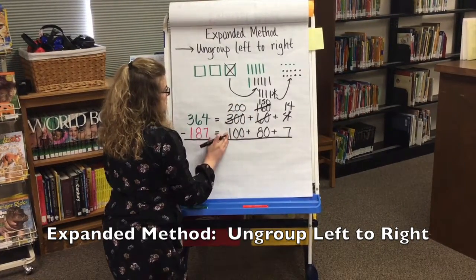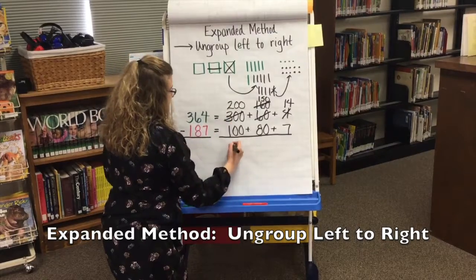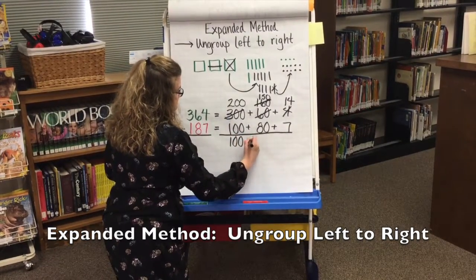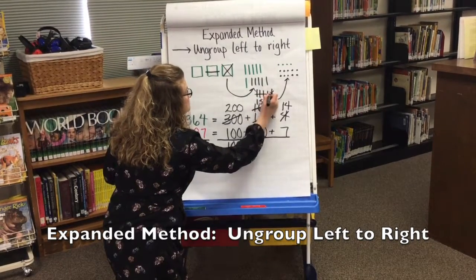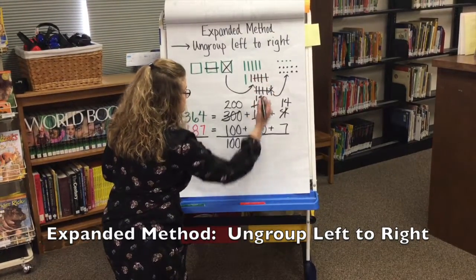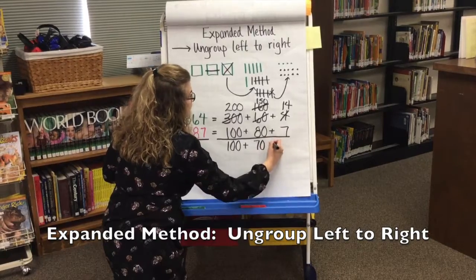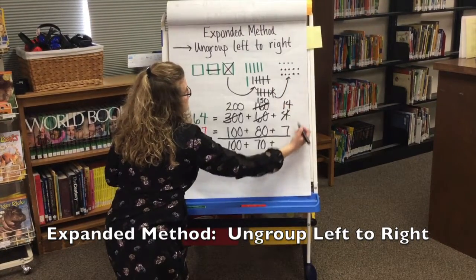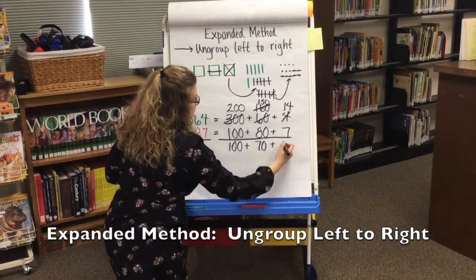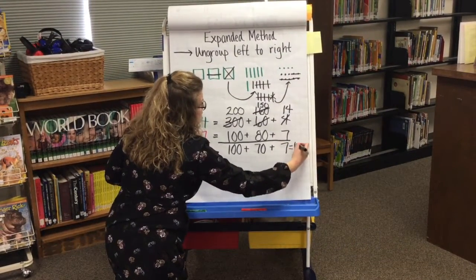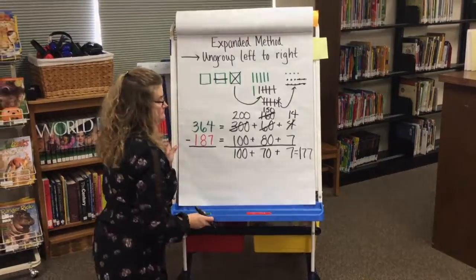So now 200, take 100 away, is 100. 150, take 80 away, is 70. 14, take 7 away, is 7. My answer is 177.